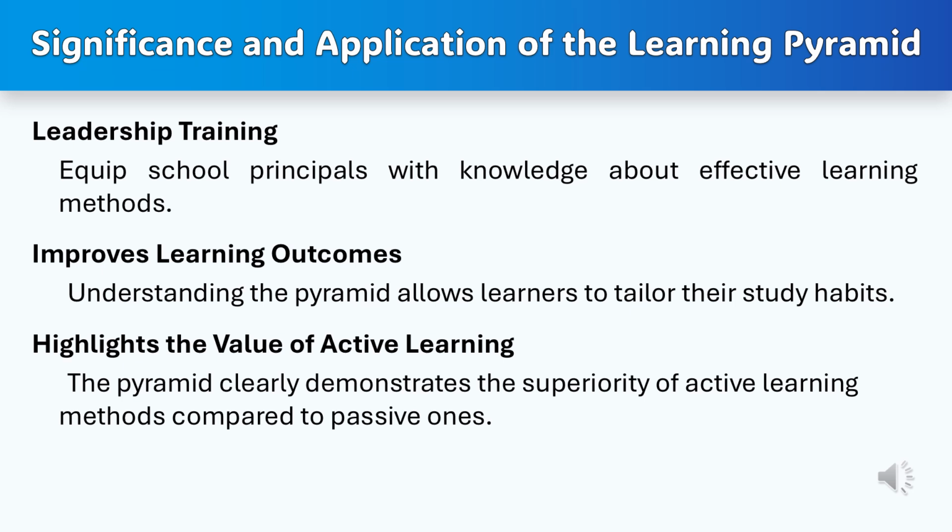By focusing on methods with higher retention rates, such as discussion and practice, learners can achieve deeper understanding and retain information for longer periods. We have also highlights the value of active learning. The pyramid clearly demonstrates the superiority of active learning methods compared to passive ones. This encourages learners to shift from simply reading or listening to engaging in active participation, discussion, and hands-on activity that promotes deeper processing and application of information.